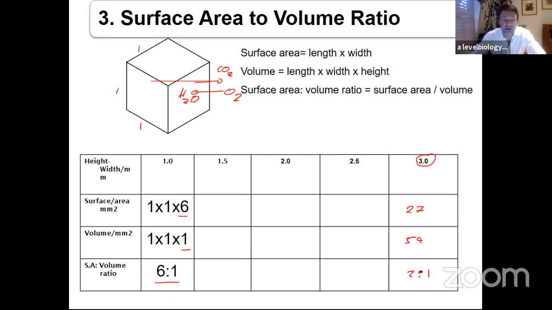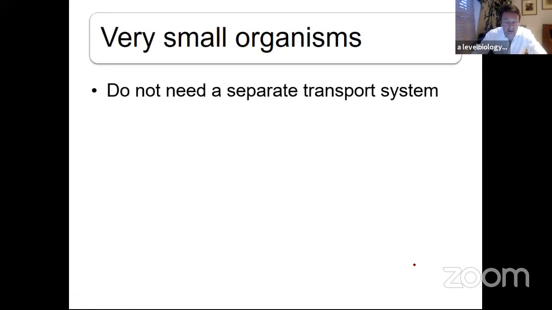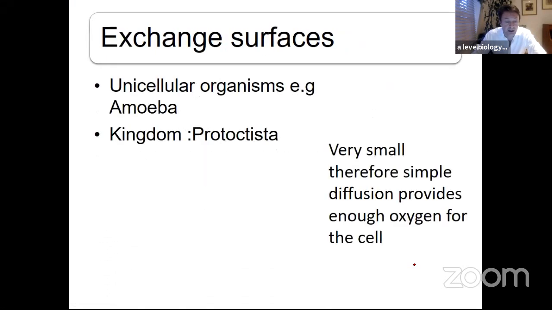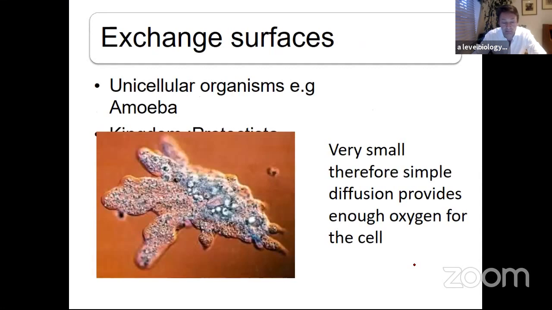So as we've increased the size of the organism, the size of the surface area that the organism has for exchange has decreased. Now, organisms which are very, very small, they don't need a separate transport system. So things like amoeba, very small, therefore diffusion will give you enough oxygen, which can be used for aerobic respiration and get rid of the carbon dioxide, because these amoeba are heterotrophs just like you.